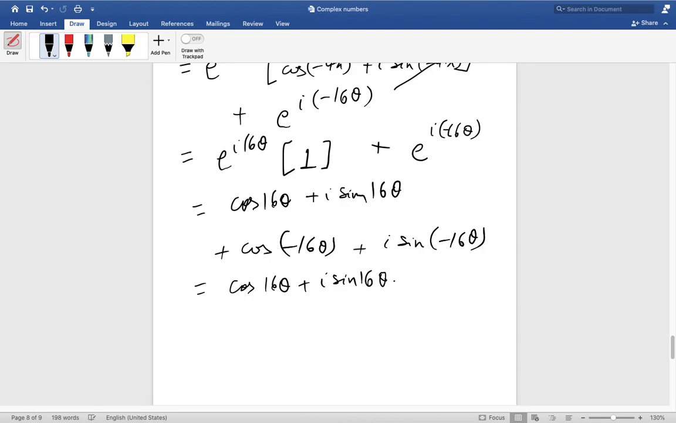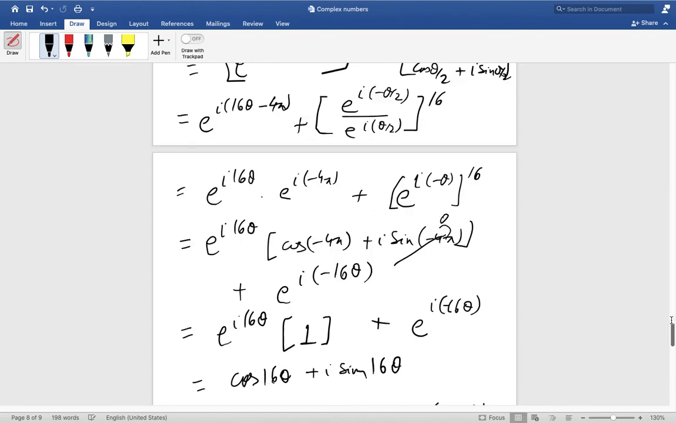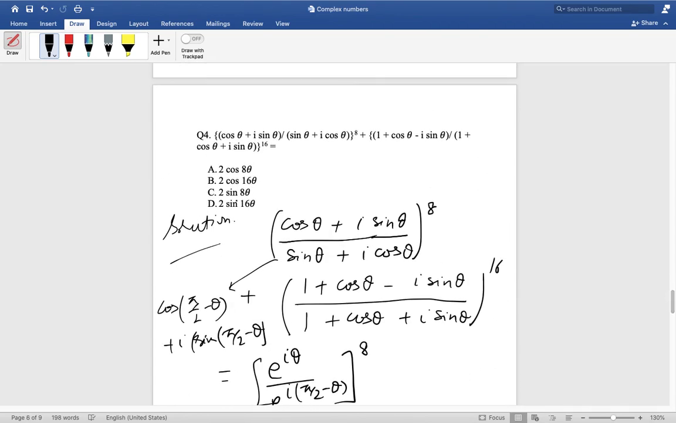Now cos is an even function. That means cos of minus x equals to cos of x. So cos of minus 16 theta is equals to plus cos theta. And sine is an odd function. So sine of minus x equals to minus sine x. So sine of minus 16 theta is equals to minus sine 16 theta. So this will get cancelled with this. I will be left with 2 cos 16 theta, which is which option? Option B. So option B is correct.